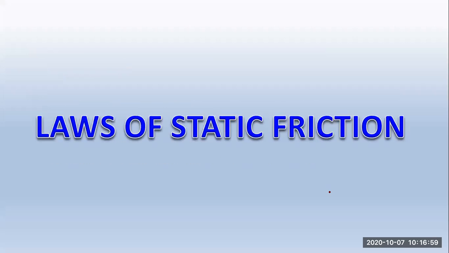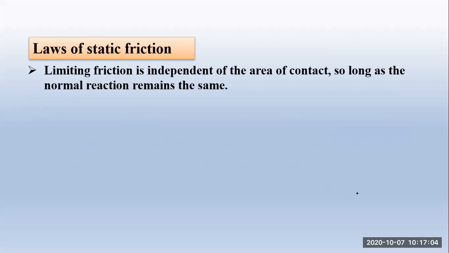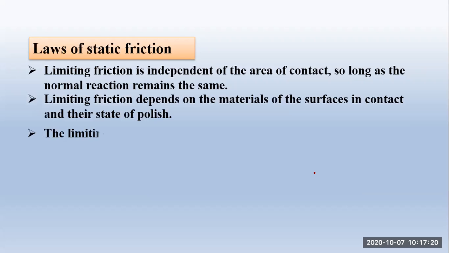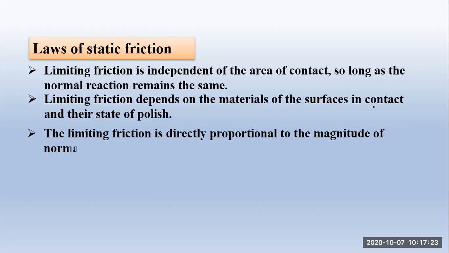So now we will see the law of static friction. Static friction also has similar laws to those we discussed, which were common. Limiting friction is independent of the area of contact. Limiting means what? Maximum value of static friction. It is independent of the area of contact as long as the normal reaction is the same. Limiting friction depends on the materials of the surfaces in contact and their state of polish. State of polish means whether the surface is smooth or rough. Limiting friction is directly proportional to the magnitude of normal reaction between the two surfaces.